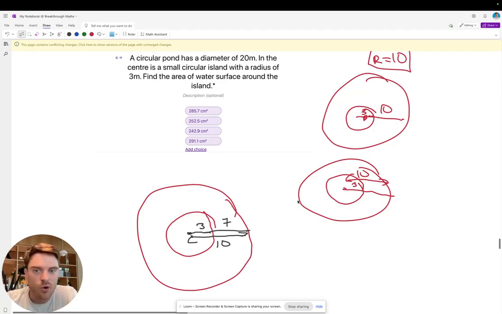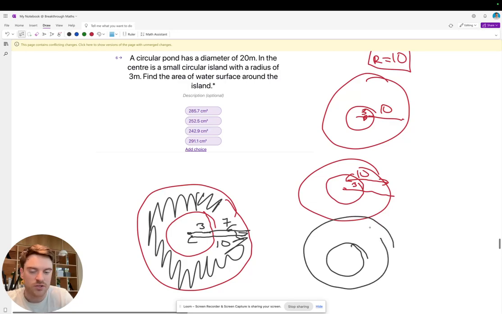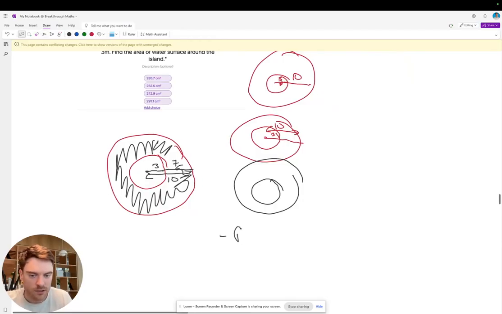So find the area of the water surface around the island. You're looking for all this stuff here, not in the island but around. You need to find the area of the small circle and then the big circle. So it's literally the big pond's total area minus the small island.